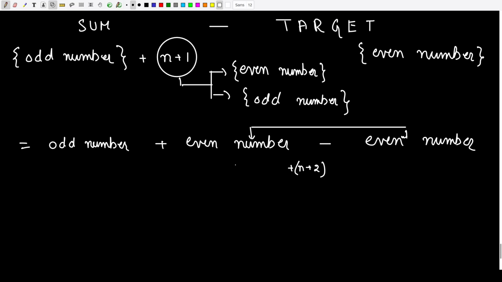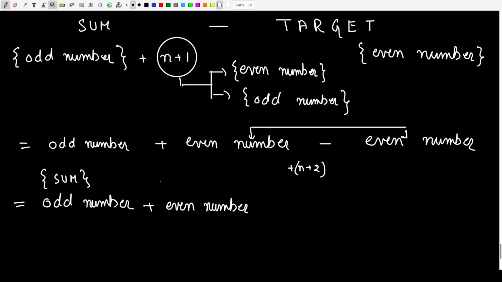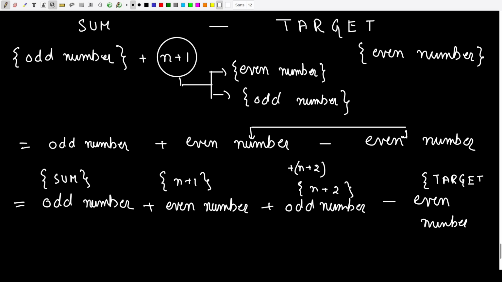Now, since n plus 1 was an even number, n plus 2 will be an odd number, right? So this is guaranteed. So odd number plus even number, and let me write it down over here also. This is coming from sum, this is coming from n plus 1, and since n plus 1 is an even number, n plus 2 will be an odd number. So this is an odd number, and this is coming from n plus 2 minus even number, and this is coming from target.